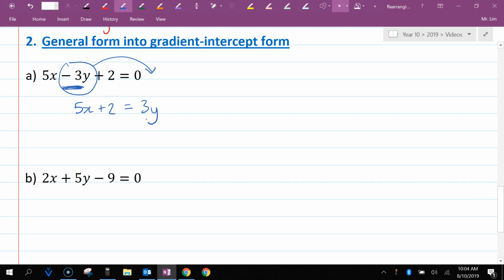Now if you want, we can just flip, put the right-hand side on the left and the left-hand side on the right, just to make it easier for ourselves. 3y is equal to 5x plus 2. I'll just swap the sides. And now we can divide everything by 3. That will give us y by itself is equal to 5 over 3x plus 2 over 3. And now it's in gradient intercept form.